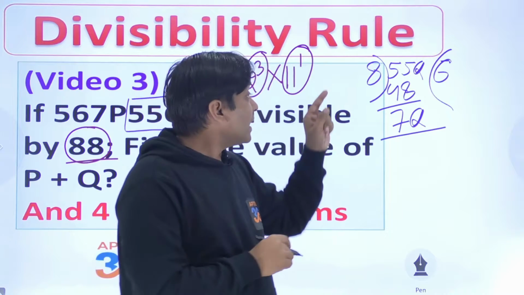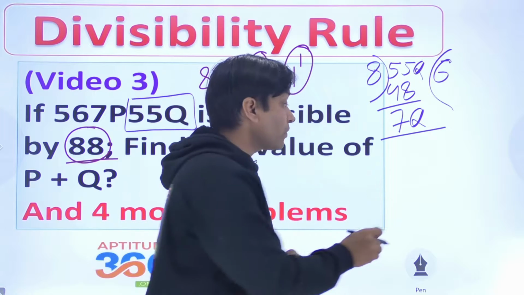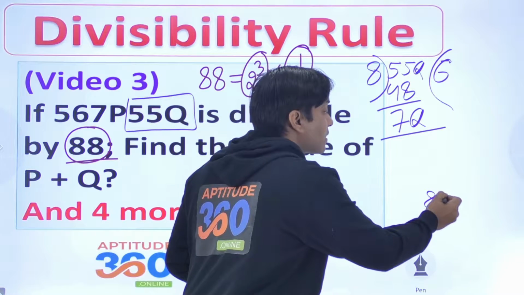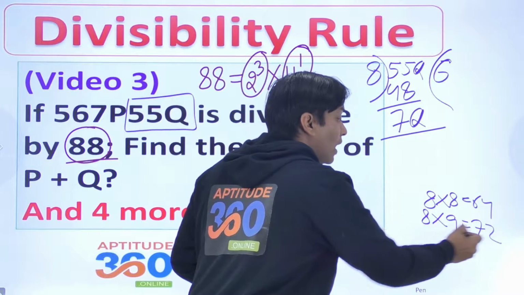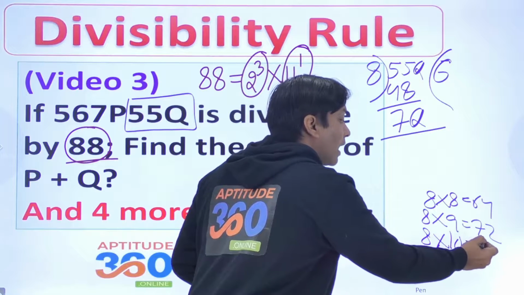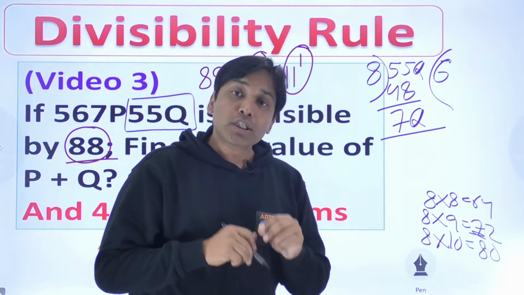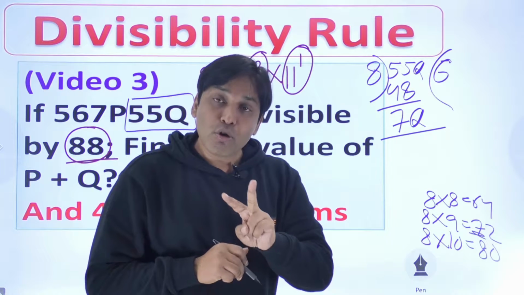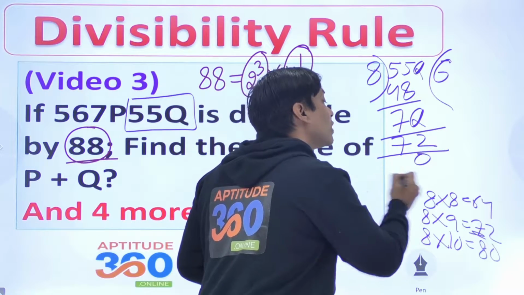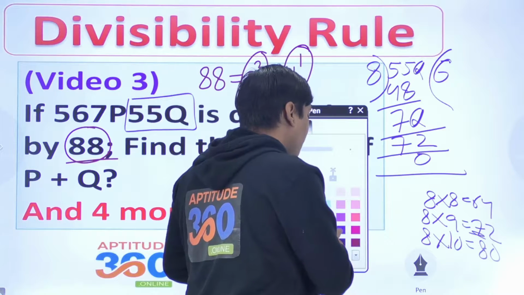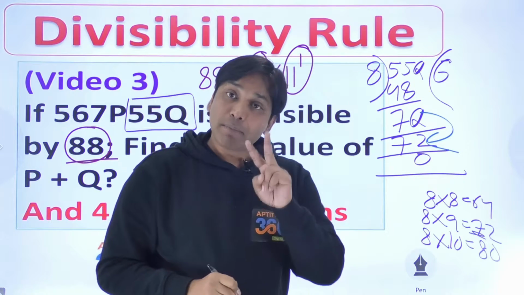अगर आप 8 की टेबल पे देखेंगे, तो 7 के साथ कौन सा नंबर आता है? So if you see, 8 8s are 64, then 8 into 9 is 72, and then 8 into 10 is 80. Yani if you have got 7 at the tens place, what should be at the unit place? It should be 2, so that the number becomes divisible by 8. So it has to be nothing but 72. Do you understand this? And if this has to happen, what is going to be the value of q? The value of q should be nothing but 2. As simple as that.